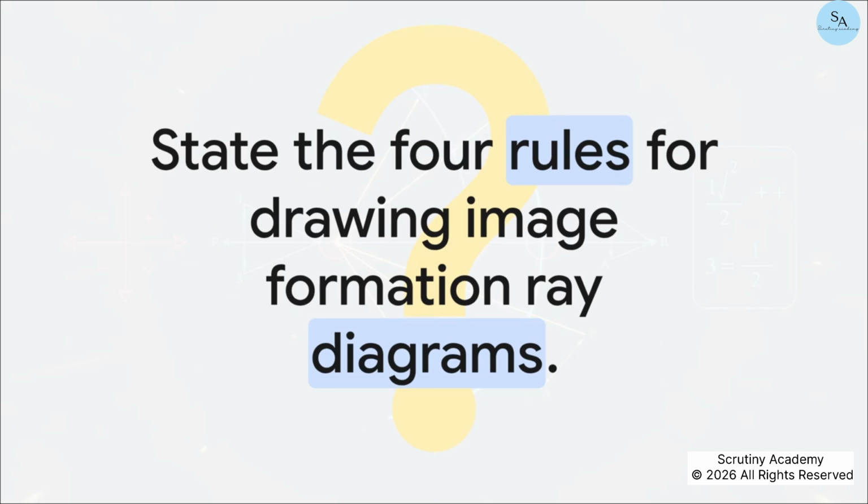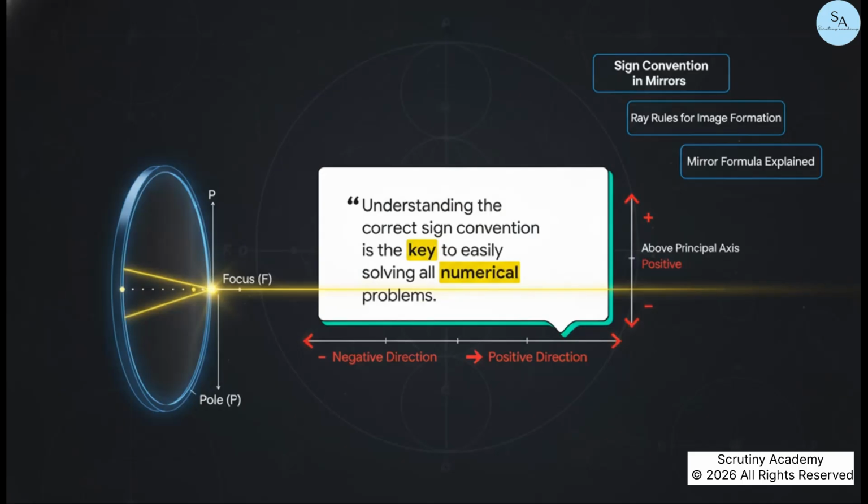State the 4-ray rules. You need to be ready to clearly describe the parallel ray, the focal ray, the center ray, and the pole ray. Knowing these by heart is key for both theory marks and for actually drawing diagrams that get you the right answer. So listen, if there's one thing you take away from all this, let it be this.